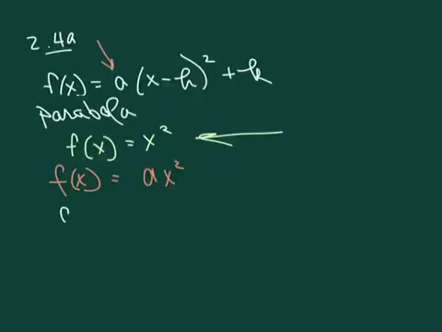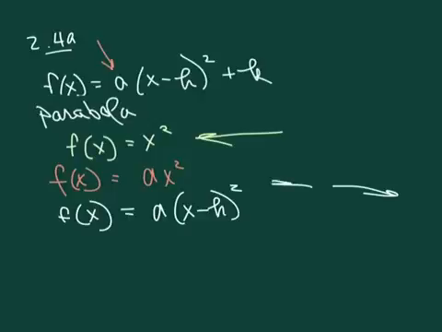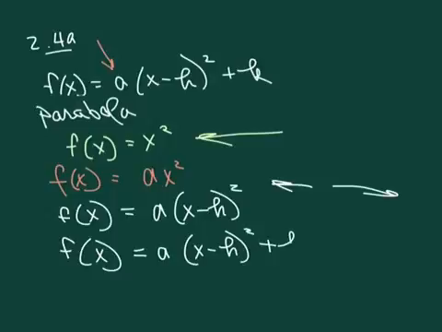Okay, so what happens if I take my x and I put an h in there with it? That means it's going to be a horizontal translation. It's going to move this way or this way. Now what happens if I not only multiply by an a and subtract an h, but I also add a k to it? This k gives me a vertical translation, up or down.